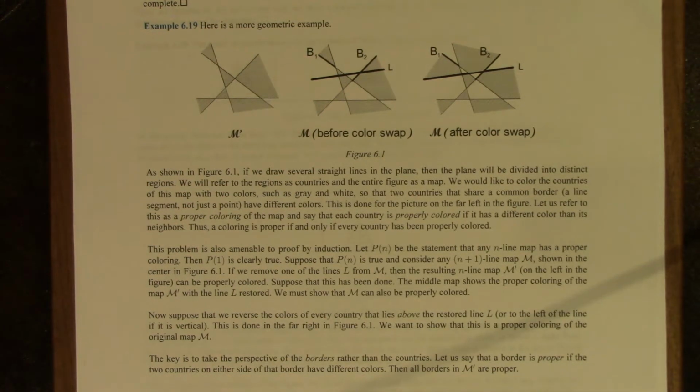As shown in this figure, if we draw several straight lines in the plane, then the plane will be divided into distinct regions. And I'll refer to these regions as countries and the entire figure as a map. Now we'd like to color the countries of this map with two colors, and I'll use gray and white, in such a way that no two countries that share a common border, and by that I mean a line segment, not just a point, have the same color.